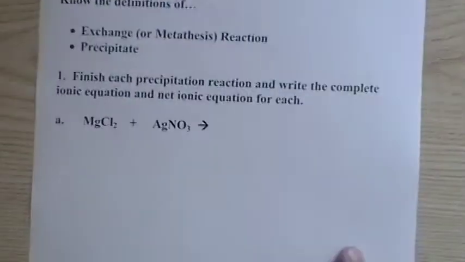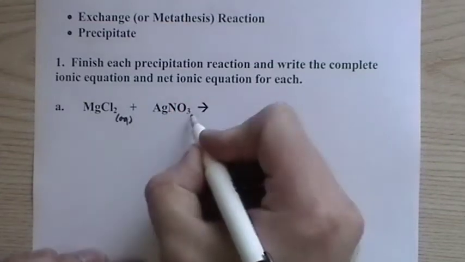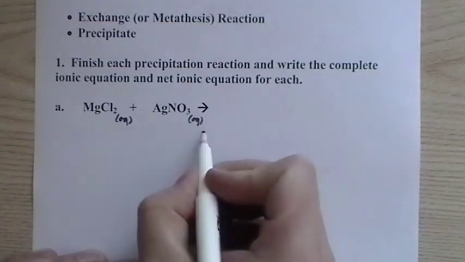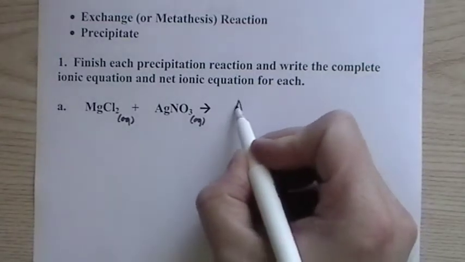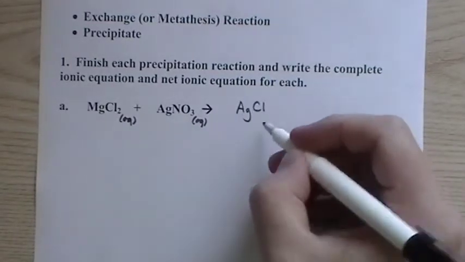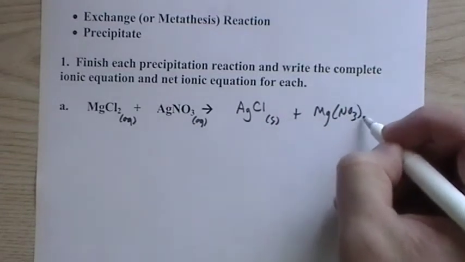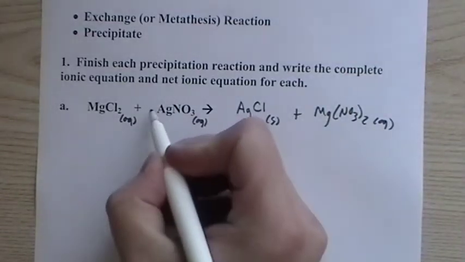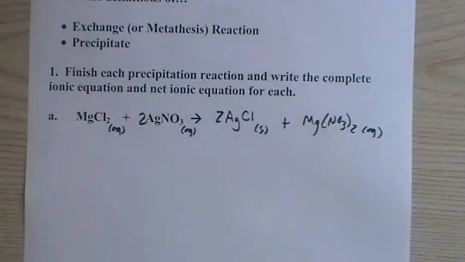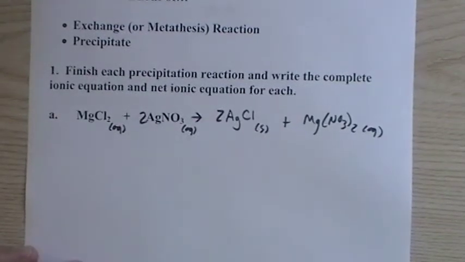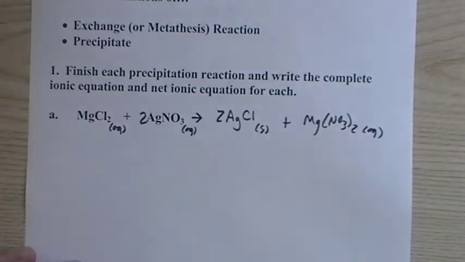It means that you need to know your solubility rules very well. The first thing, these should be aqueous because that's how you start a reaction, but double check, make sure. Then we know that we get silver chloride, solid, and then we get magnesium nitrate. The last thing that we have to do is make sure we balance the equation. So this would be 2 and 2, and you should know how to balance the equations. Now we can finish the precipitation reaction and write the complete ionic equation and net ionic equation.